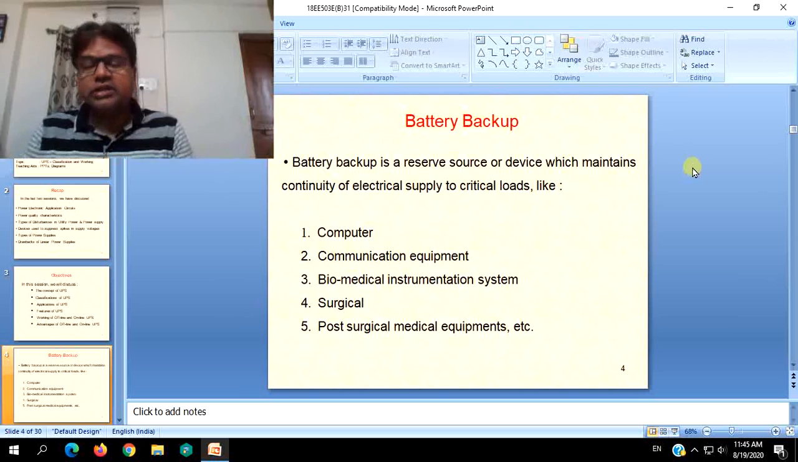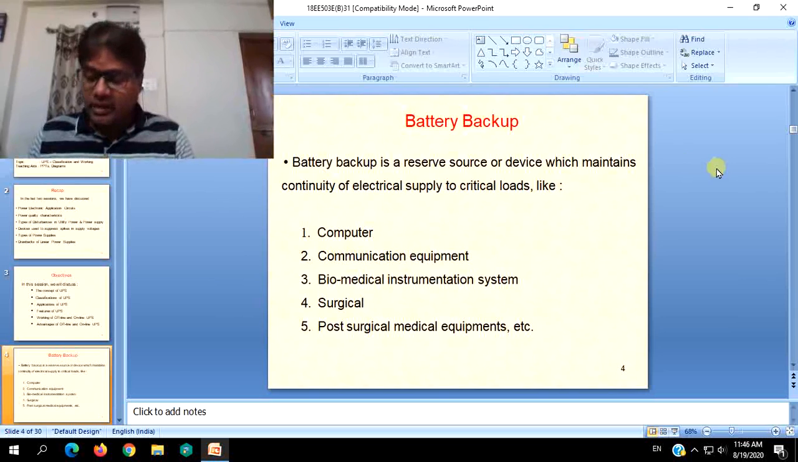Again, if the load is DC, it can be fed as it is. Otherwise, that has to be inverted or converted back from DC to AC and fed to the load. So this is the concept of battery backup, and this is the main concept on which all other things are developed and bound to develop. UPS or SMPS will be having extra features added to this battery backup.